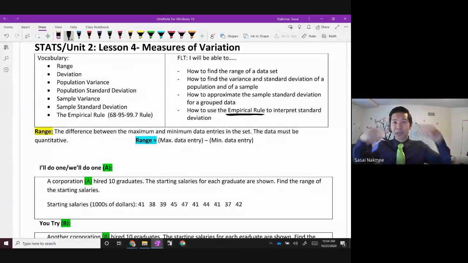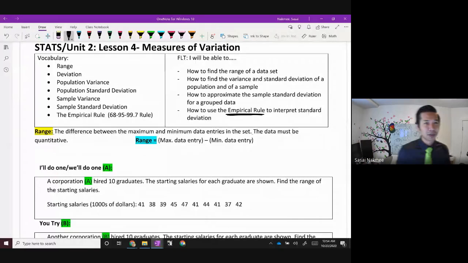The empirical rule is something you have learned in the past. It has to do with this bell-shaped curve. I don't know if you've heard that term before, or the normal curve, but that doesn't go away, and that's actually a big part of statistics. All right, so let's start this off.